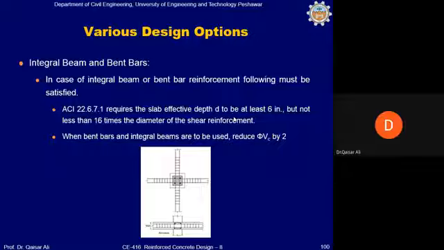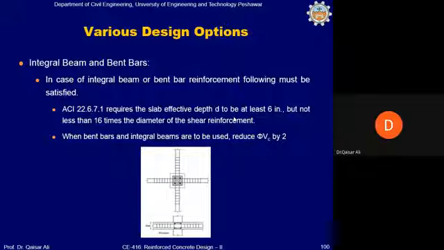Integral beam will not work in that condition. So the minimum slab thickness shall be at least greater. The slab thickness shall be more than 7 inch in order to provide this integral beam. And this integral beam will be effective only if the slab thickness is more than 7 inch. Okay, according to the ACI code, this cannot be provided for slabs with thickness less than 7 inch. Overall slab thickness, effective d 6 inch.